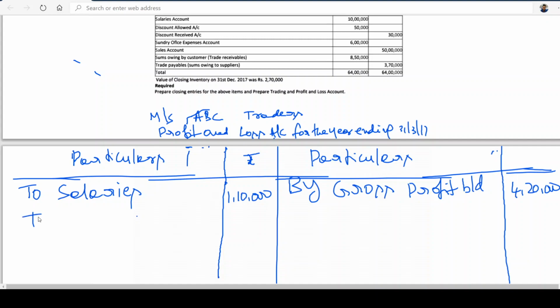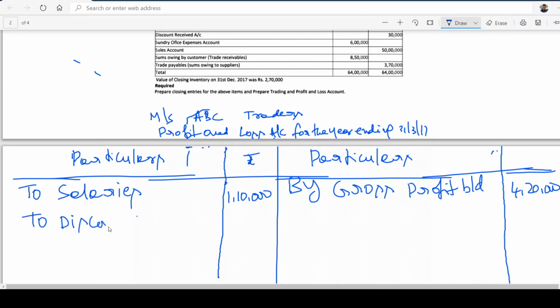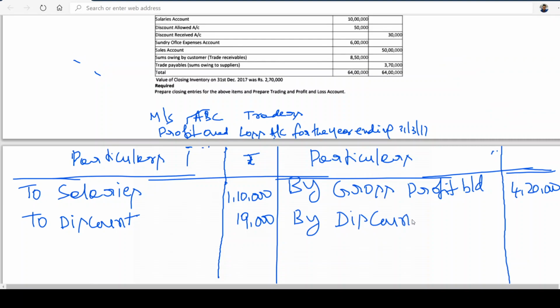Then look at discount. To discount, we are having debit and credit. Debit is 19,000. By discount, credit, it will be credited to which account? Profit and loss account. Discount credit 18,000. Then bad debts will be debited to profit and loss account. To bad debts, what is the amount we are having? Bad debts is 17,000.